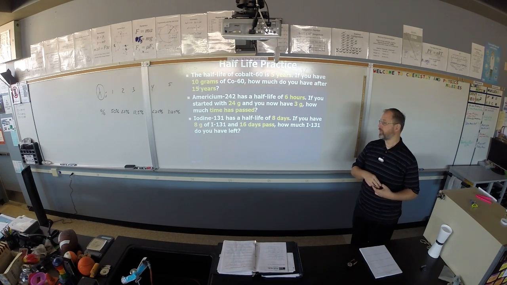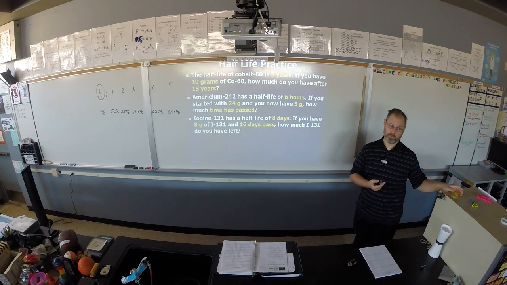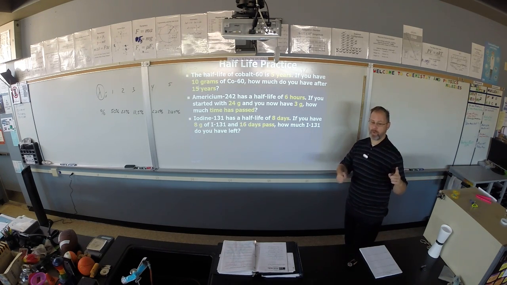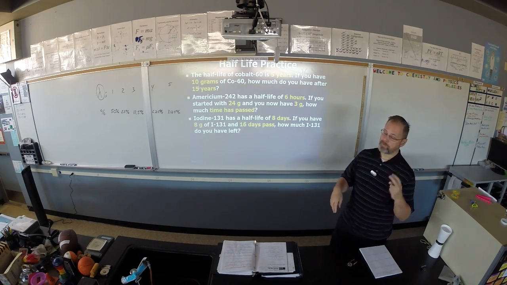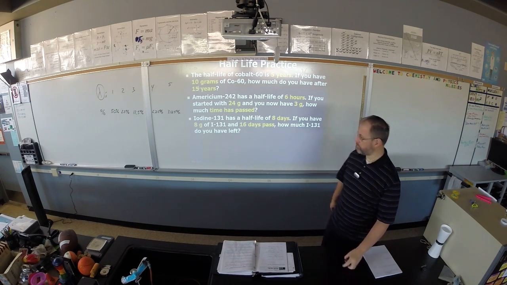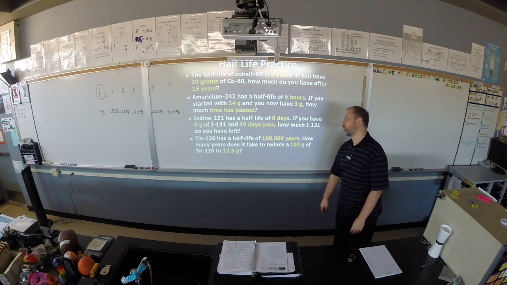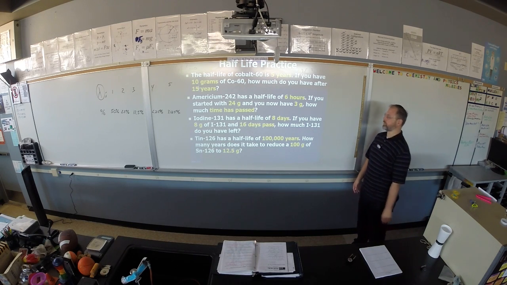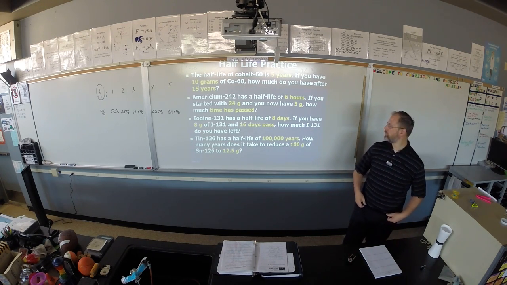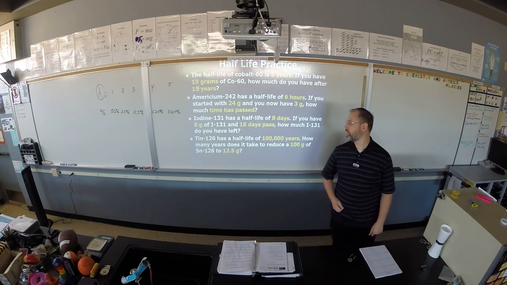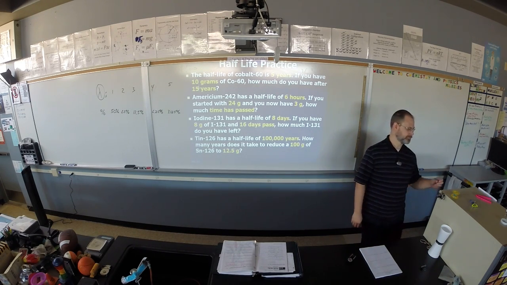Okay, so 16 days was how many half-lives? 2. So after 1 half-life, you had 4 grams. After 2 half-lives, you've got 2 grams. And the last one, tin-126 has a half-life of 100,000 years. How many years does it take to reduce 100 grams of tin-126 to 12.5 grams?